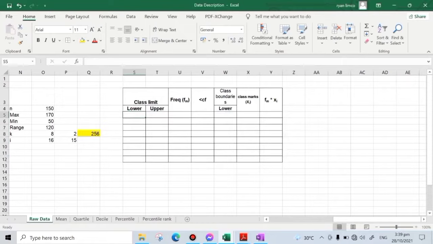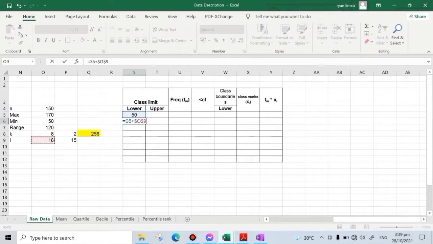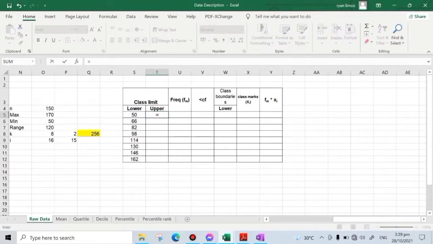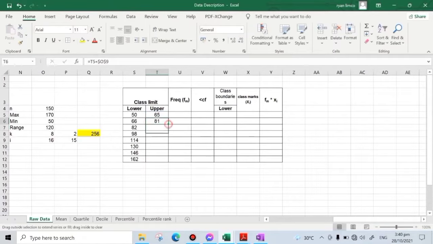So for the lower class limit, the first number natin is equal to the minimum value. And in here, we have this lower plus yung I, and press F4. Tapos drag down lang natin siya. And in here, ito yung next number na to, minus 1 lang tayo. And equals this one, plus ulit tayo ng interval I, press F4, enter, and drag down again.